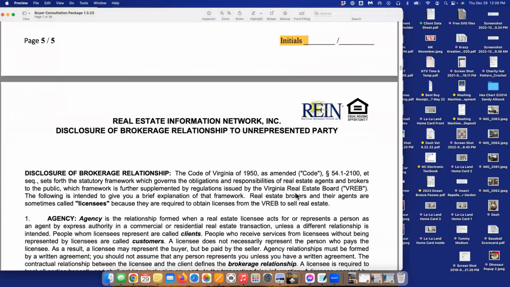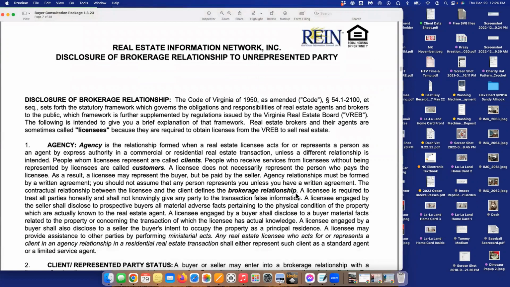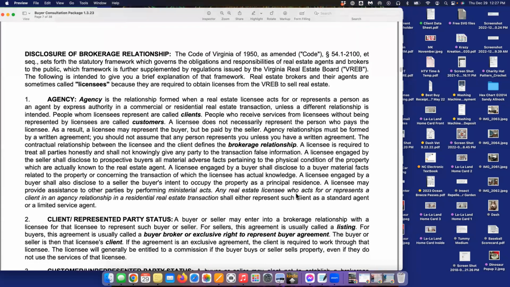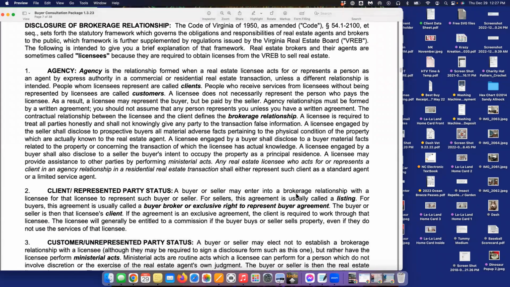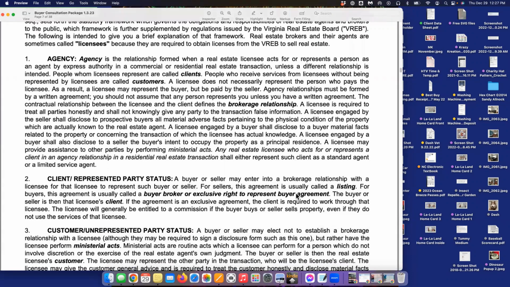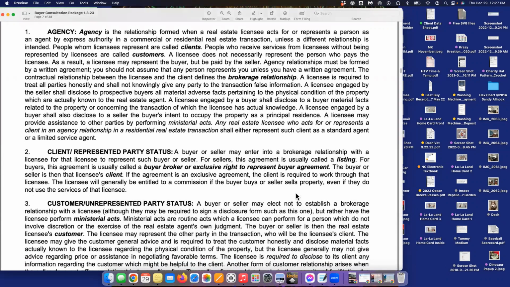If you've got a person who does not want representation, for instance, you've got a listing and a buyer comes in and they want to buy it unrepresented, you would have them fill out this form. So that means that the buyer is not represented by you as an agent or Coastal Town as a brokerage.